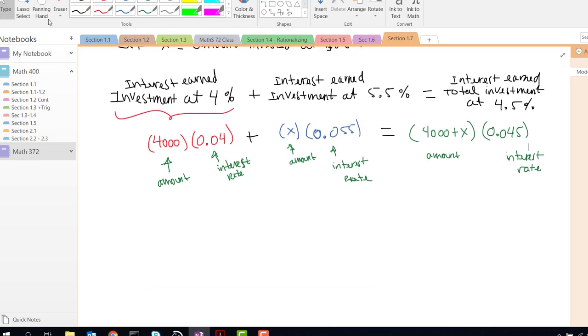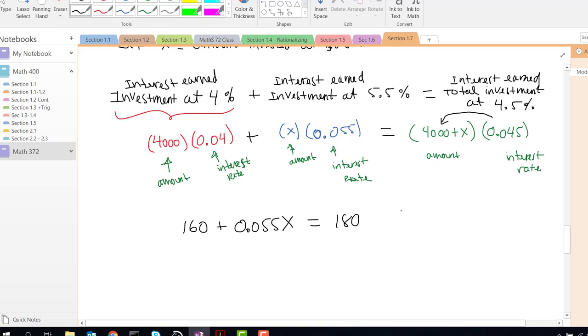And so multiply those numbers out: 4,000 times 0.04 gives us 160 plus 0.055x equals, and now here we've got to distribute. So 0.045 times 4,000 is 180 plus 0.045x. And now we have a linear equation.